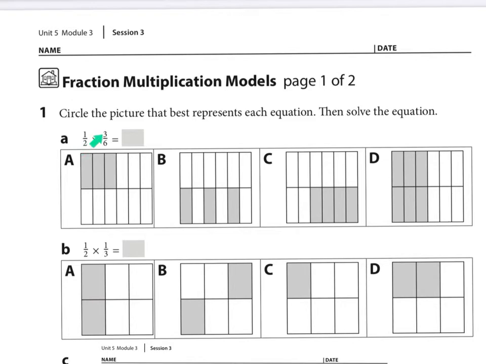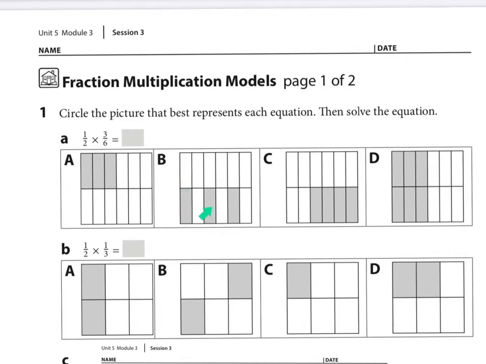1/2 times 3/6. So we have to think to ourselves, does A, B, C, or D best represent 1/2 times 3/6? Well, here I see for A, on this side it's split into halves. On all three, actually, they're split in half. And then up top, I see 3 are colored in. 3 out of the 6 boxes are colored in up top. So I know that is 1/2 times 3/6.